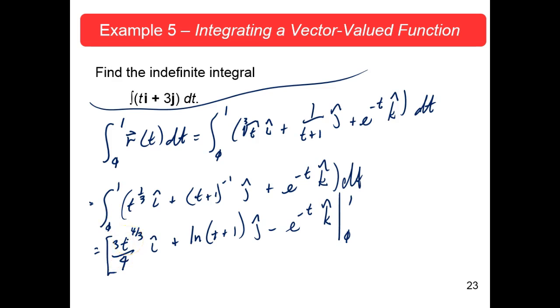So on the first one, when you plug in 1 for t, what do you get? 1. Yeah, 1 to the 4/3 is 1, but then you've got a coefficient 3/4 i. And when you put in the minus 0, it's 0. Okay, so that's the first part. Plus, now what do you do if you plug in a 1 for this one?